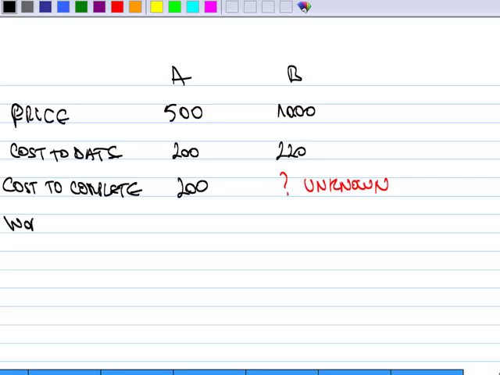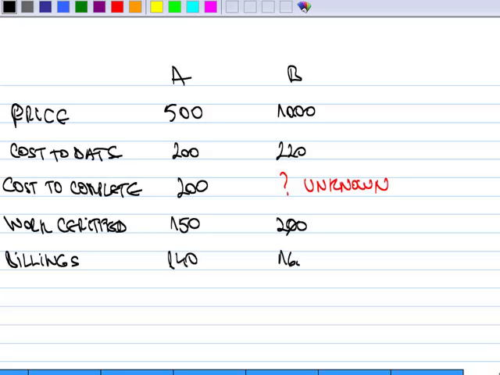Work certified by an independent surveyor up to the date is 150 and 200 respectively, and billings to your customers under this contract are 140 and 160. And you will be asked in the exam, based on this data, basically to produce the statement of comprehensive income and the statement of financial position at the year end.